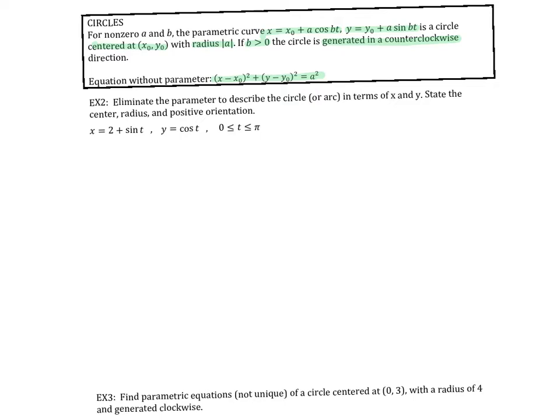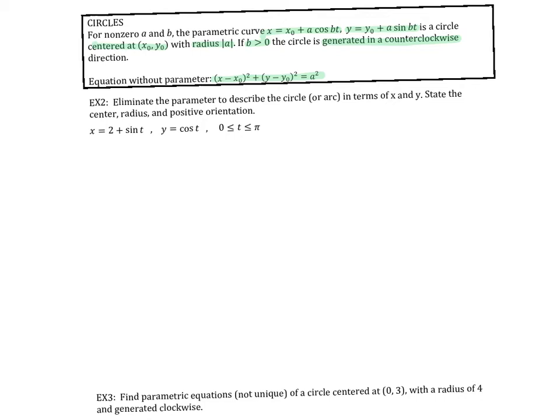Let's look at example 2. So we're supposed to eliminate the parameter to describe our circle, or it could be an arc. It might not be a complete circle, given those t values. And then we're going to state the center, the radius, and the positive orientation. So here notice that my x value is 2 plus sine t, y is equal to cosine of t.